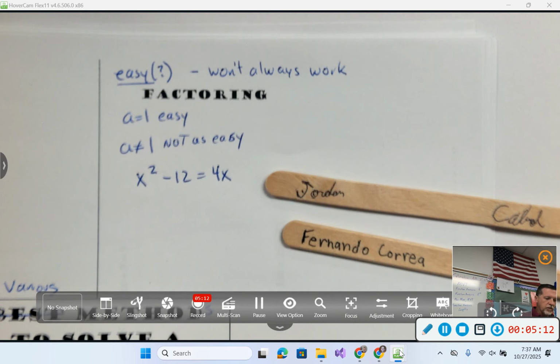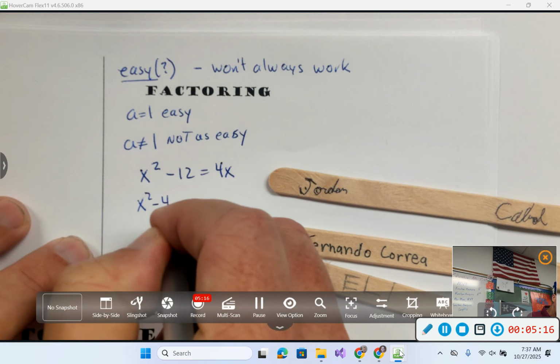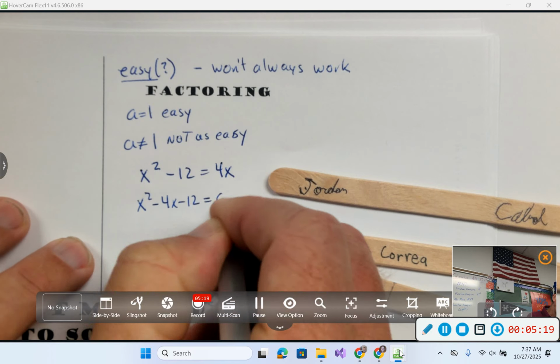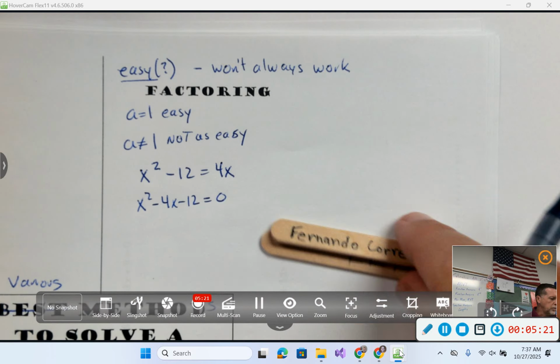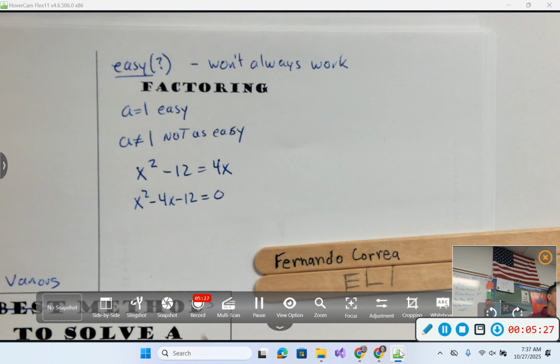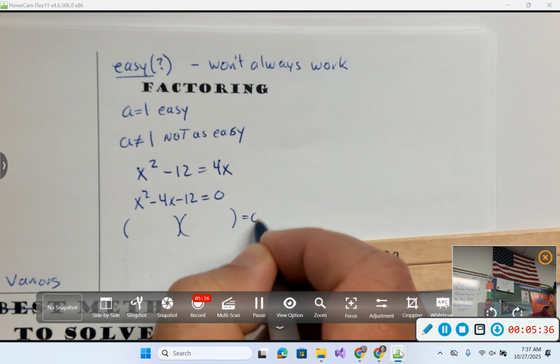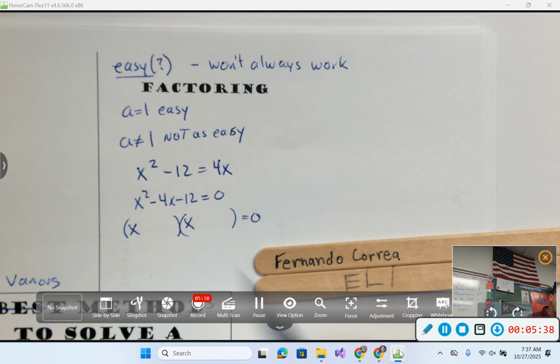Jordan, what do you want to do first on this one? Move the 4x to the side. Good. Move the 4x over. Probably put it in order so it makes it a little bit easier to look at. Fernando, will that thing factor? I mean, presumably it will since it's in the factoring section. Yes. Can you factor it for us? Put an x on each side. Okay.